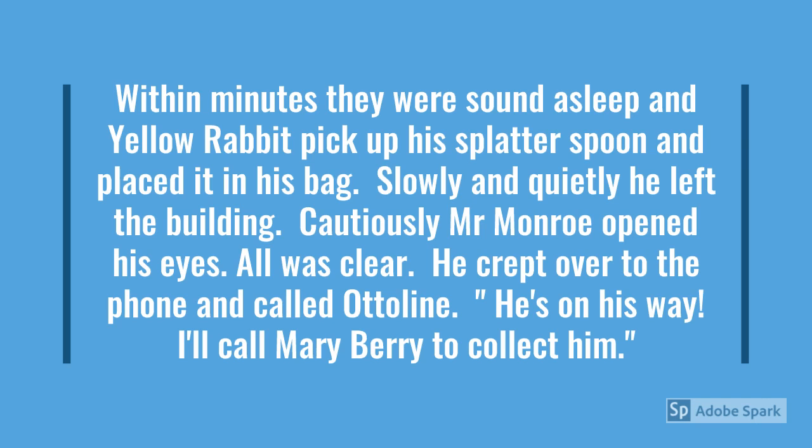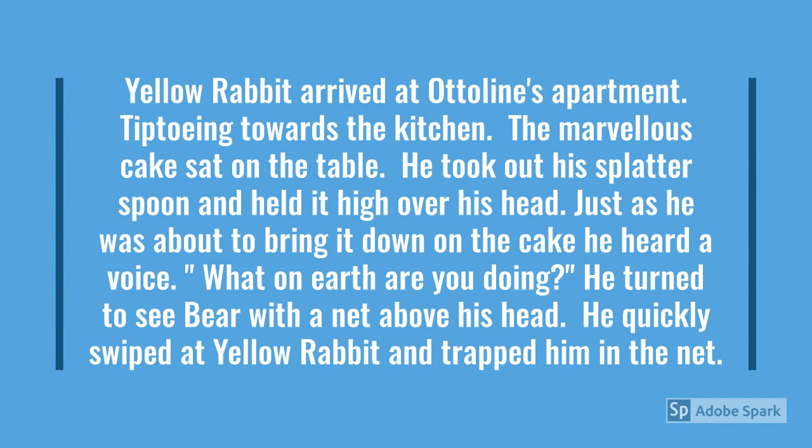Cautiously Mr. Monroe opened his eyes. All was clear. He crept over to the phone and called Ottoline. "He's on his way. I'll call Mary Berry to collect him." Yellow Rabbit arrived at Ottoline's apartment. Tiptoeing towards the kitchen, the marvellous cake sat on the table. He took out his spatter spoon and held it high over his head. Just as he was about to bring it down on the cake, he heard a voice.